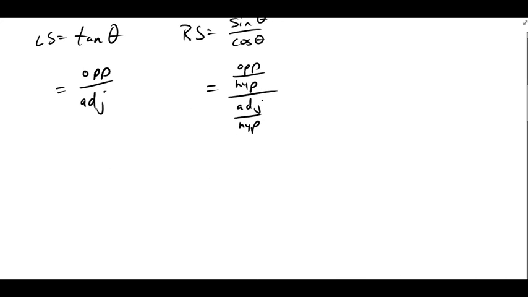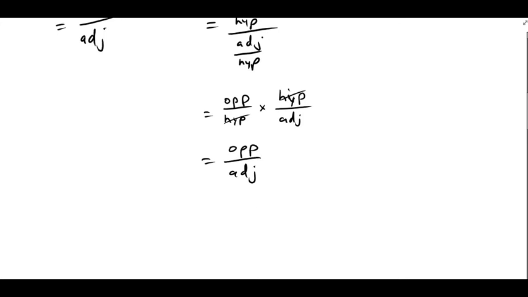And so how can I simplify this? Well, this is the same thing as opposite over hypotenuse. If I'm dividing by adjacent over hypotenuse, I can multiply by hypotenuse over adjacent. And lo and behold, opposite over adjacent, which equals the left side. Awesome. We're done.